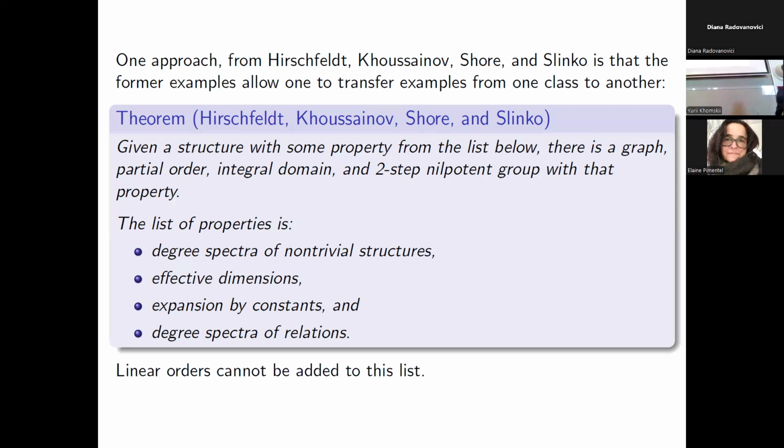Linear orders you can't add to this list. There are certain properties here that you can get in some structure, but you can't get in the linear order. Trees are maybe a little more complicated to talk about in this setting. So that's one way to say it, that the stronger reduction gives you this strong transfer of properties that's not just equivalence, but more things going on.